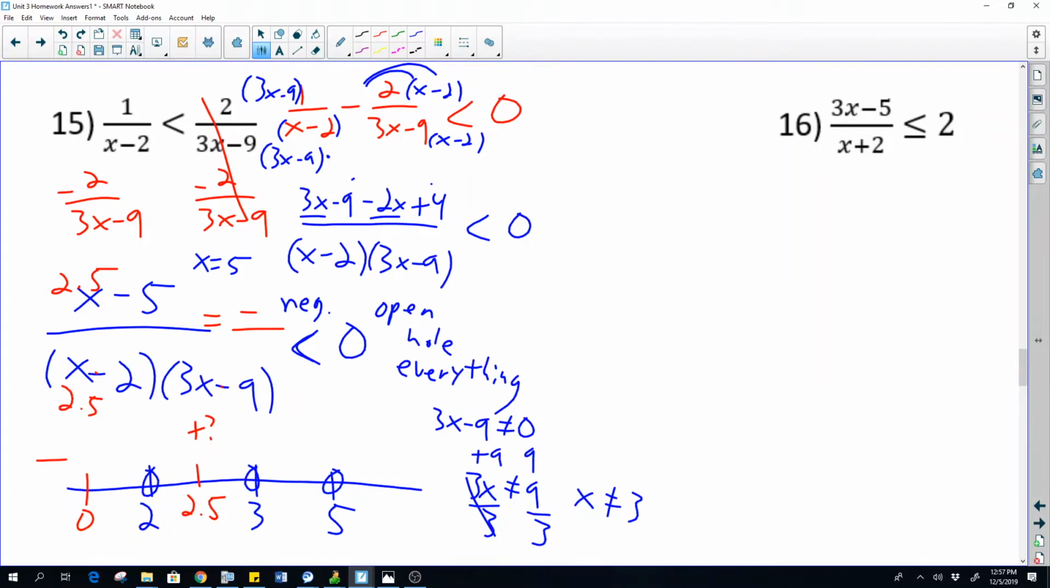2.5 minus 2 will be positive. 2.5 times 3 is going to be 3, 6, 7.5. And so 7.5 minus 9 will be negative. And so positive times negative is a negative. Good. And then negative divided by negative is a positive.